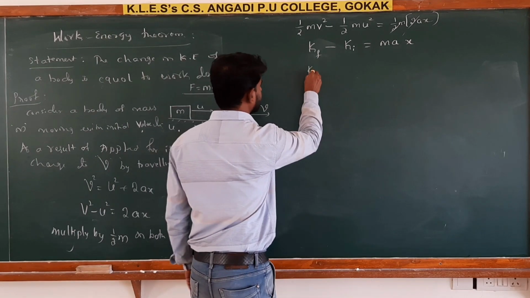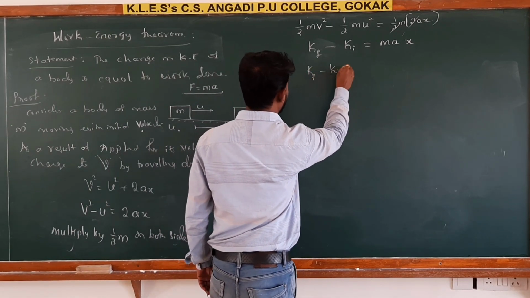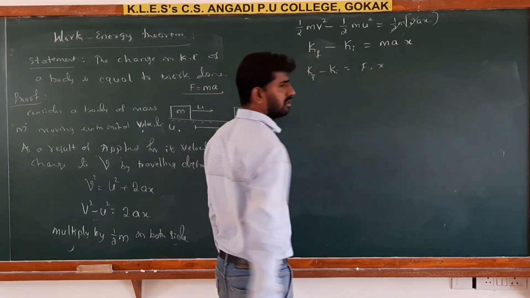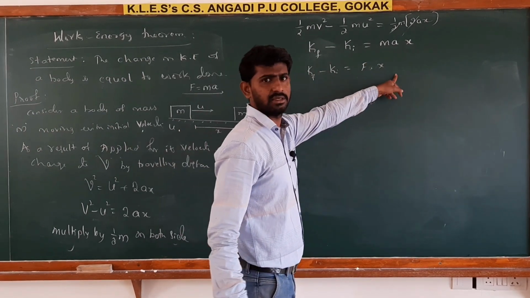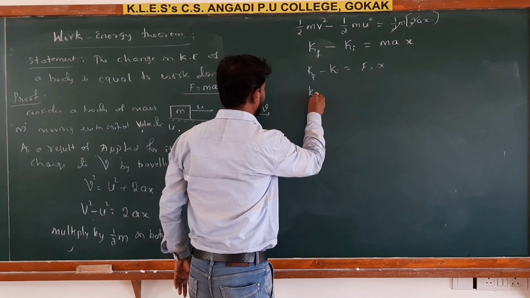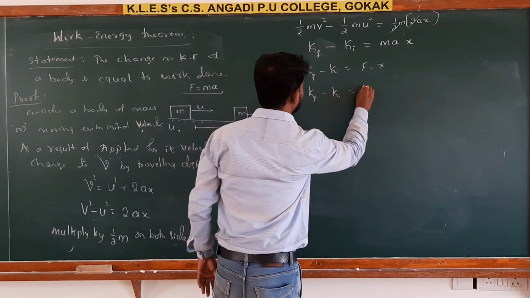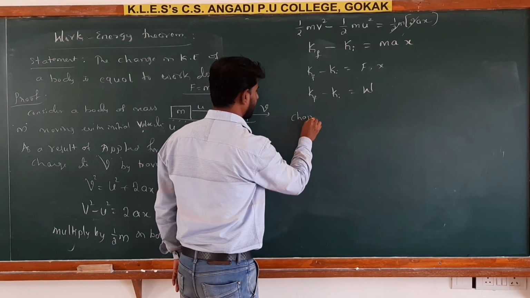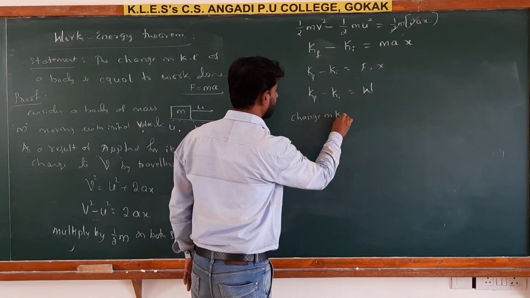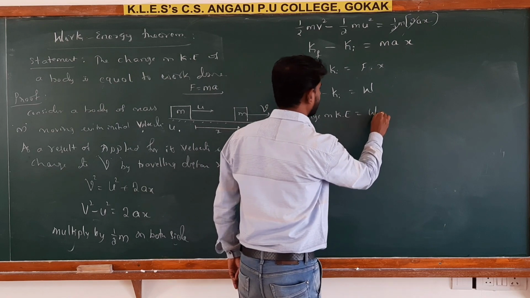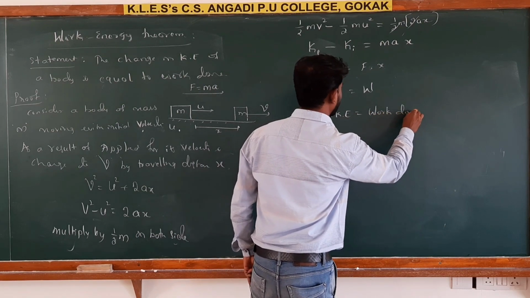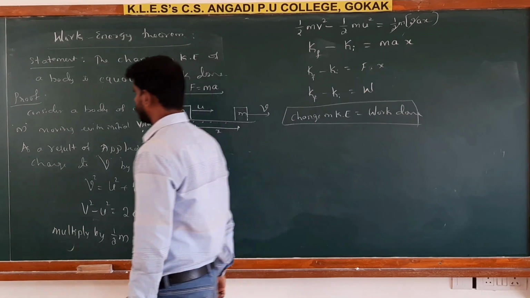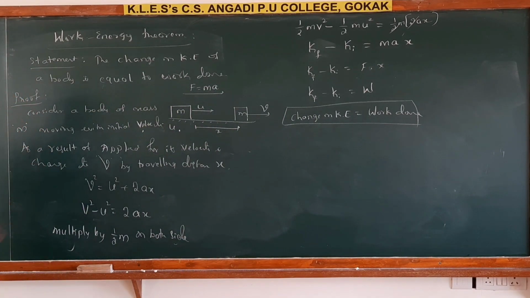So here, Kf minus Ki is equal to F into x. Force into displacement is the work done. So you can say the change in kinetic energy is equal to the work done. This may be asked for 3 marks. You can note this down.